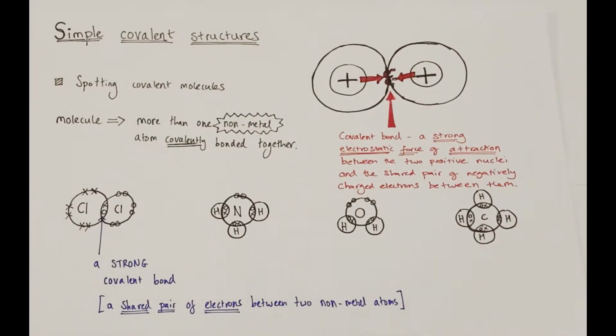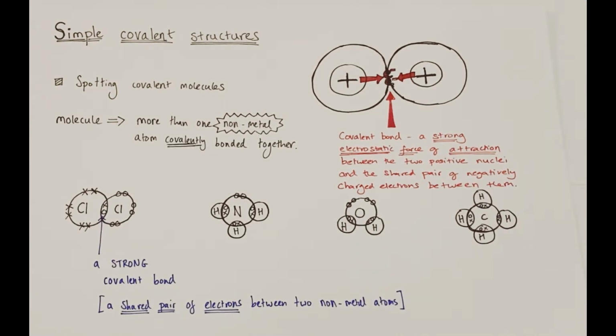This video is looking at simple covalent structures, sometimes known as simple molecular structures. I want to show you guys how to spot covalent molecules first of all. The best way to spot a molecule is to look out for more than one non-metal atom that has been covalently bonded together. And the key word there, I think, is non-metal. You're looking for non-metal atoms interacting with each other.